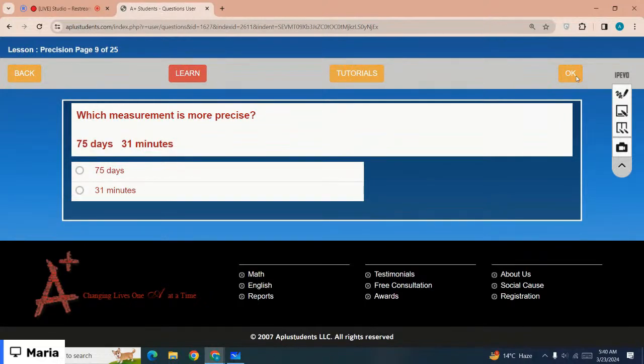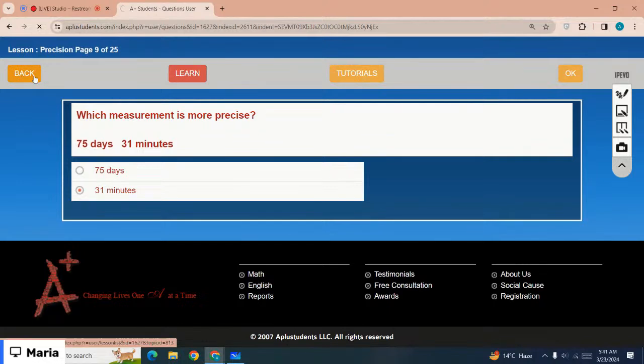Which measurement is more precise? 75 days or 31 minutes? Which is the correct option? Yes, the correct option is 31 minutes because a minute is a smaller unit, right? Okay, you can complete the lesson by yourself later today.